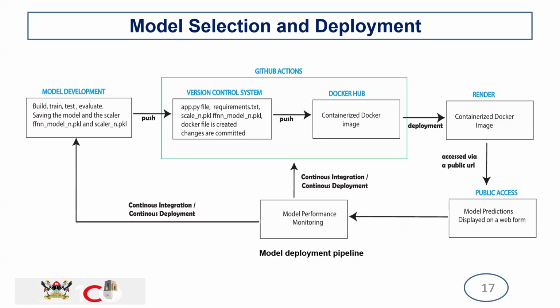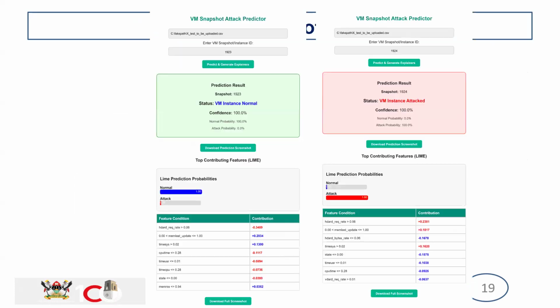whereby we imported the VM log data and then the model predicted the classes, either normal or attacked. So this is the sample VM instance sampled from the uploaded dataset. So this VM instance is normal, then this one is attacked. And these are the contributing features predicted by LIME, predicted feature importance.